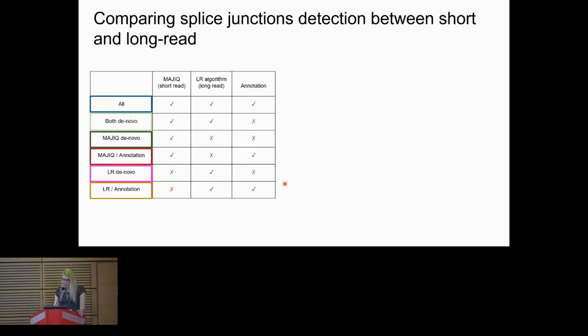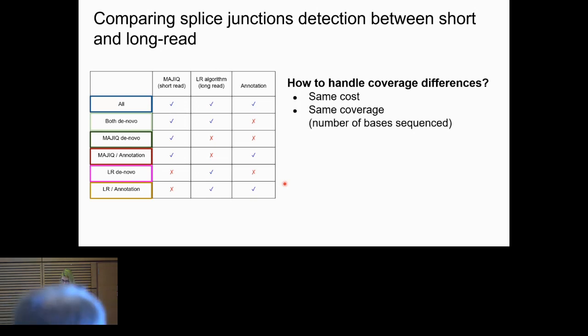So first, we'd like to compare the splice junction counts found between these two technologies. We thought of maybe making a fair comparison based on cost at first, but long read is still a new technology, so that wouldn't be fair because it's going to come down soon. So instead, we're using the same total base coverage as our basis.